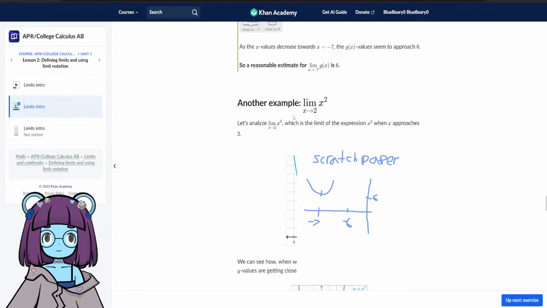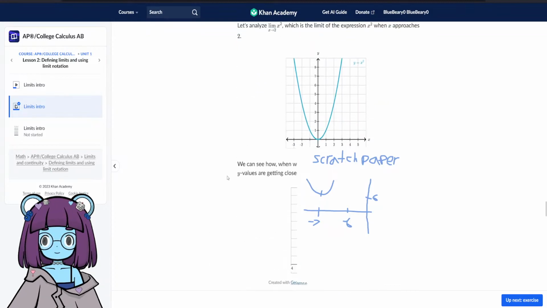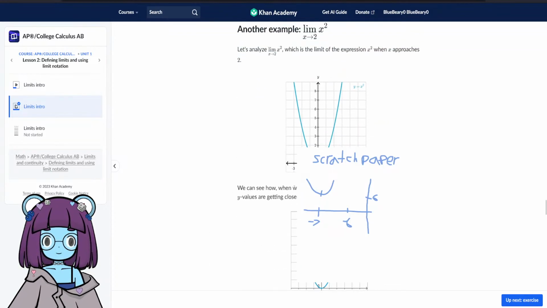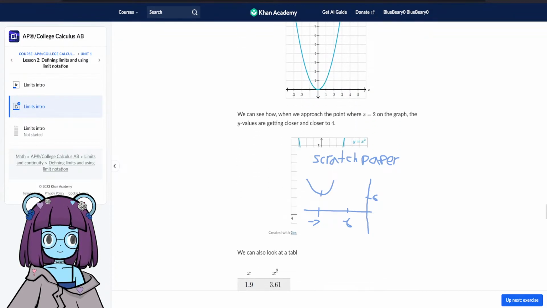Let's analyze the limit of x squared as x approaches 2. We can see how when we approach the point where x equals 2 on the graph, the y values are getting closer and closer to 4. Yeah, so even on the other side, it gets closer to where y equals 4.